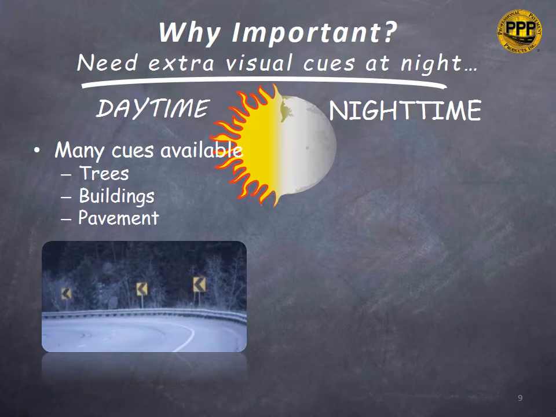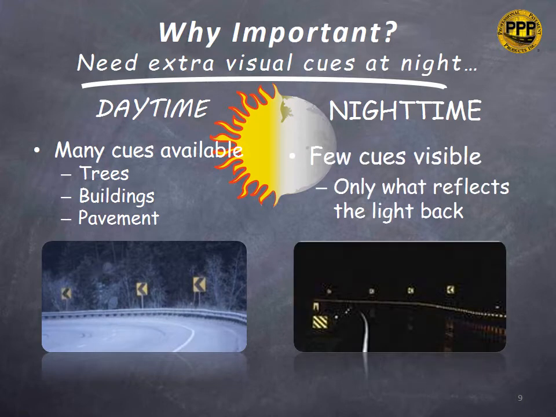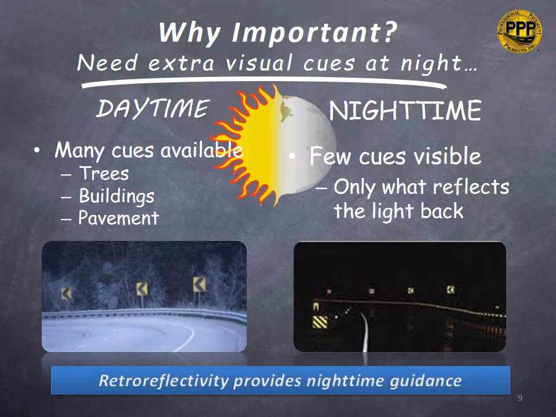At nighttime, there are limited visual cues to help navigate the driver through the roadway system. During the daytime, we have many cues, like trees, buildings, and the pavement itself. But at night, we can only see what reflects back to us from the light of our vehicles. Retroreflectivity provides nighttime guidance for motorists.